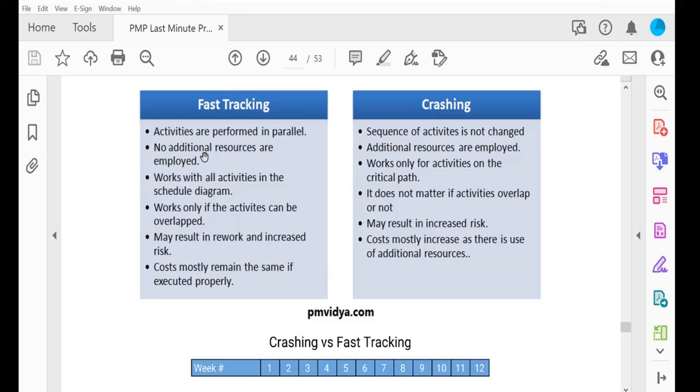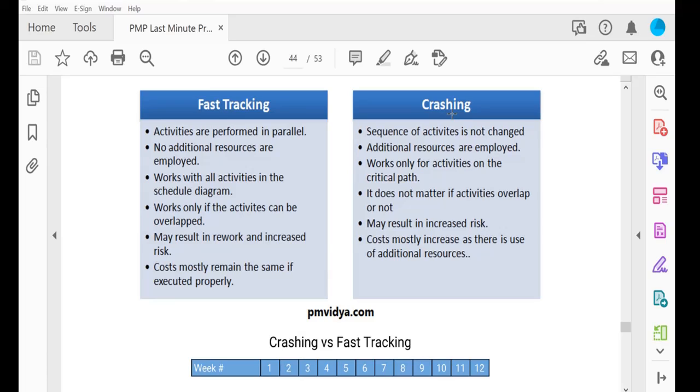In that case, no additional resources are employed. That means if there are fewer resources, you are spending less money, right? On the other hand, crashing means you are bringing more people to do more work. So right now you have 5 team members, and you are saying that to complete the project in 4 months, I need 3 more members in our team. So with 8 members working, they can complete the work in 4 months.